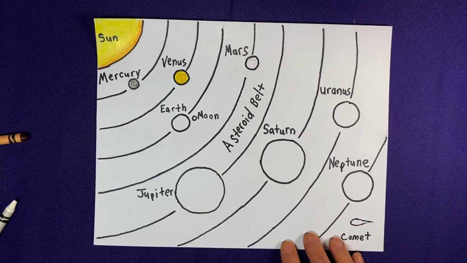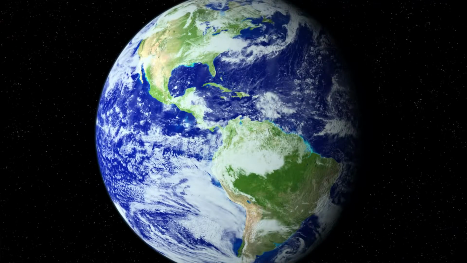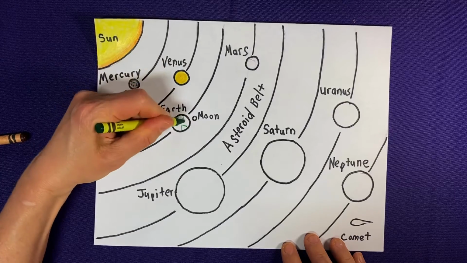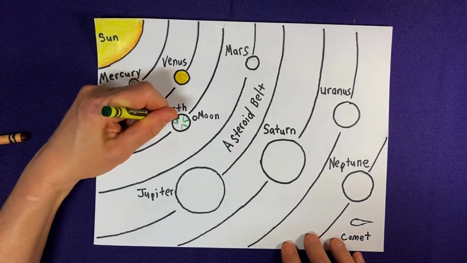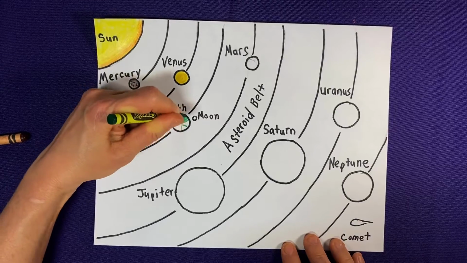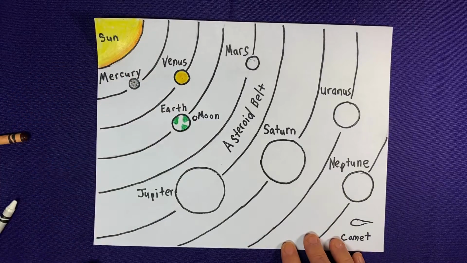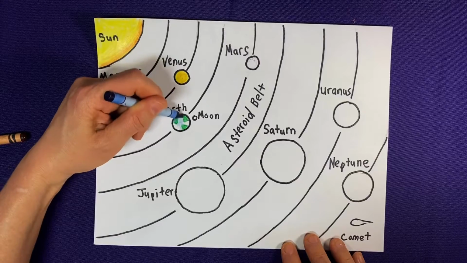Next up we have the third planet from the sun, the Earth. The Earth, of course, is green and blue. I'm going to make 3 green areas for the land, and then I'm going to color the ocean blue.